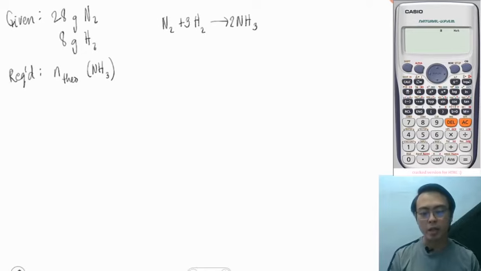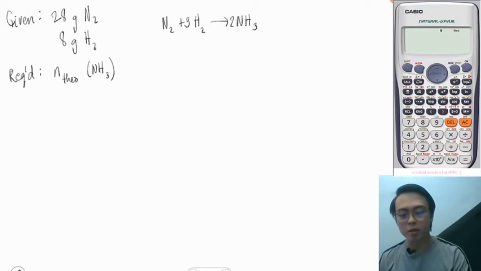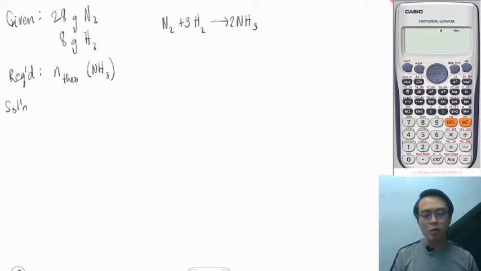Okay, next, let's solve for the required. In order for us to solve for the theoretical amount of ammonia, you first have to determine which is the limiting reactant. You have two reactants here, nitrogen gas and hydrogen gas, and you can use the classic method of determining the limiting reactants by determining how much product you get from the two reactants. And whichever produces the lowest product is the limiting reactant.